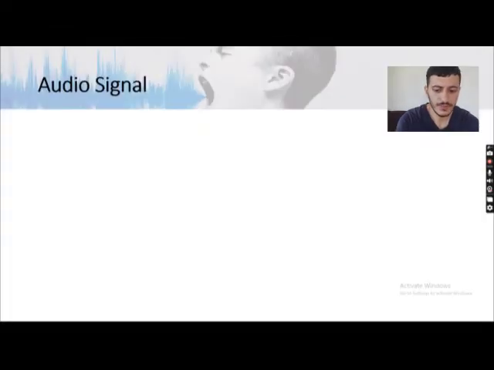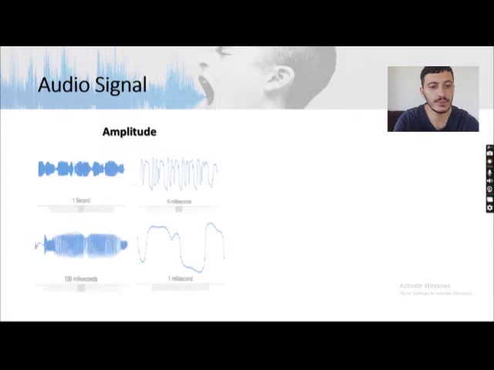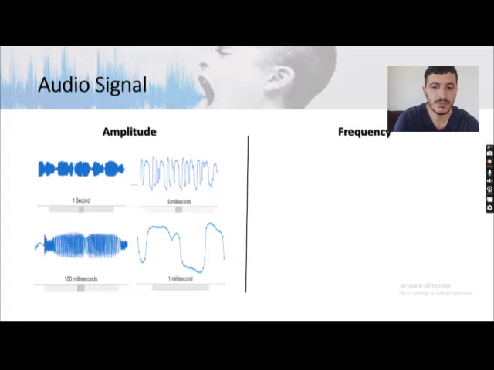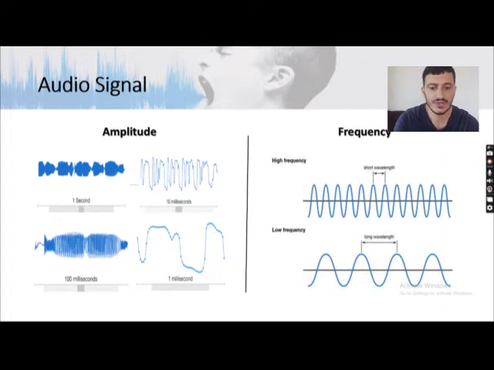So basically, sound is rapid changes in air pressure. The sound volume, or the sound amplitude, is determined by how much pressure varies between periods of high and low pressure, while frequency is determined by how fast these changes are.